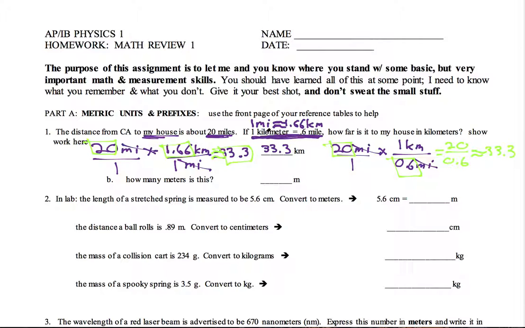Right? And just like up here where it made intuitive sense to us that there's more kilometers in every 1 mile, our final answer has more kilometers than the 20 miles that we began with, which is a good check at the end to make sure we did the right thing.